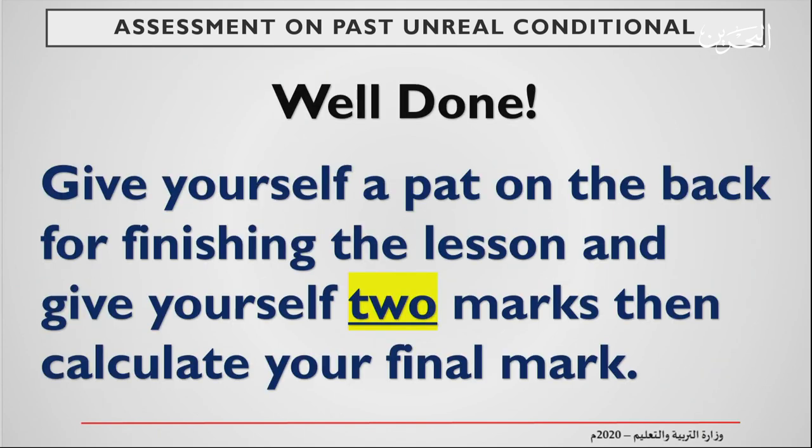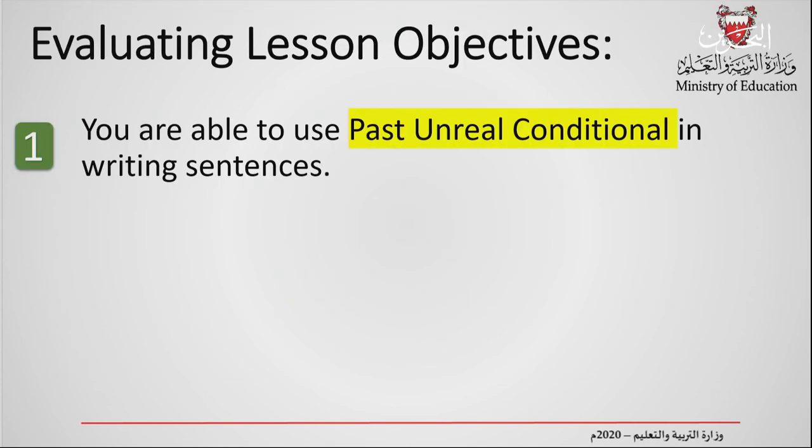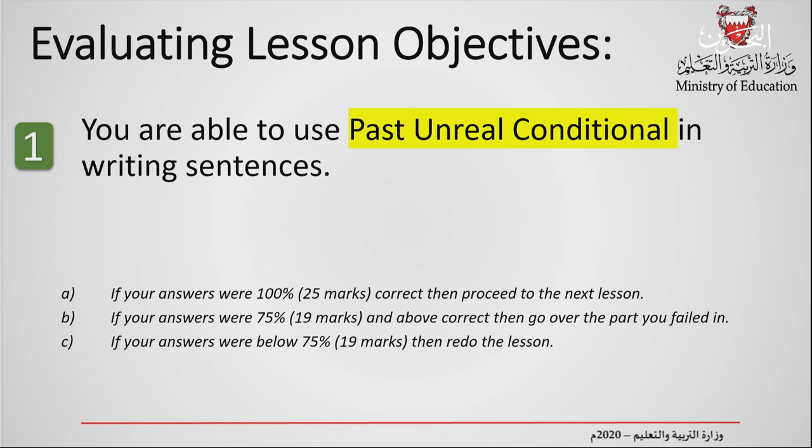Well done. Give yourself a pat on the back for finishing the lesson, plus 2 marks, and calculate your final mark. Evaluating lesson objectives. Now, you are able to use past unreal conditional writing sentences, and you have a mark of 25. If you have finished the lesson with 100% correct answers, that means 25 marks, then you can proceed to the next lesson. If you have 75% correct answers and above, that means 90 marks and more, you can go over the part you failed in and redo it. If you have 75% or lower, that means 90 marks and below, then redo the whole lesson.